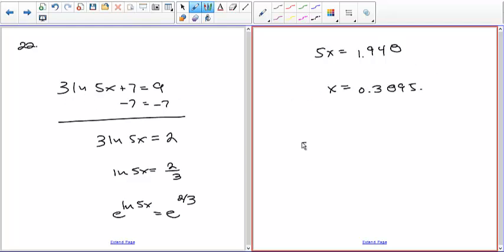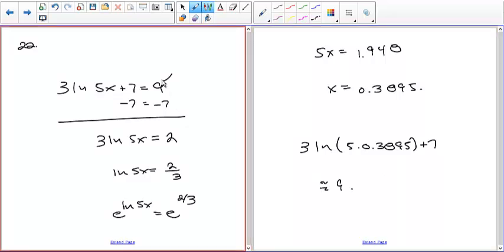Let's just plug it back in. 3 times the natural log of 5 times 0.3895 plus 7 should end up equaling 9. So let's do this. 3 times the natural log of 5 times 0.3895 plus 7. And I get 8.99999, approximately equal to 9, which agrees with the original expression. Okay, so that's the solution.